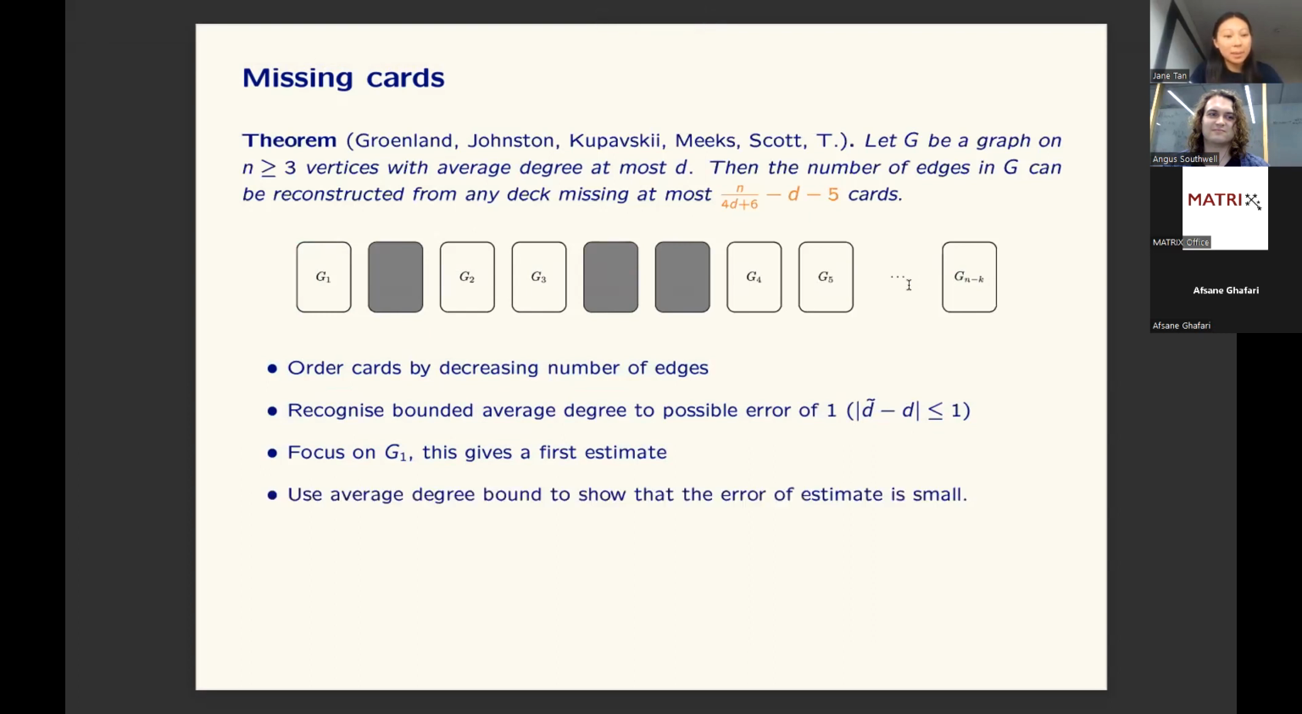Now, this is where the bounded average degree is useful, because given that the average degree is bounded, we can show that there have to be quite a lot of vertices that have smallish degree. This is just because we have an estimate for the average. What that ensures is that the degree of the vertex we deleted to obtain G1 has to be quite small, even if all of these grayed out cards occurred before G1 in this ordering. Nonetheless, this degree has to be reasonably small. So that's why we need the bounded average degree here.